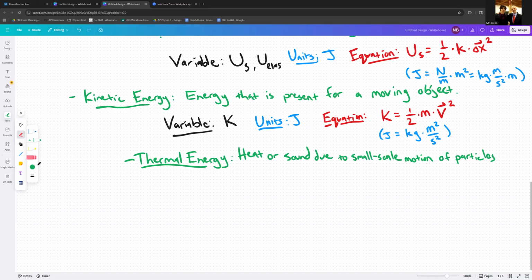Anyways, all that to say, we don't do a ton with thermal energy. We'll mention it from time to time. We'll talk about friction. Friction produces heat or sound. That's a big one for thermal. The variable we're going to use, we're actually going to use E for energy, and we're going to do a subscript TH. So E_th is thermal energy. There we go. And then units are still joules.